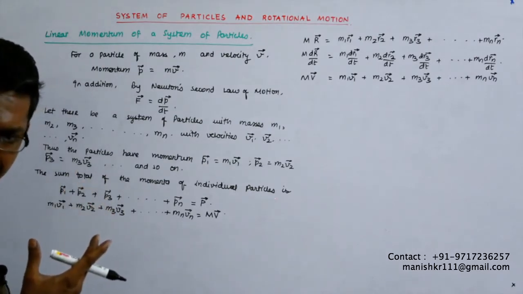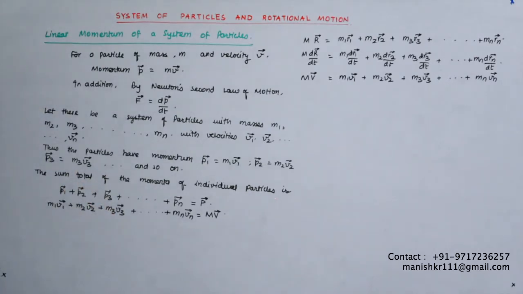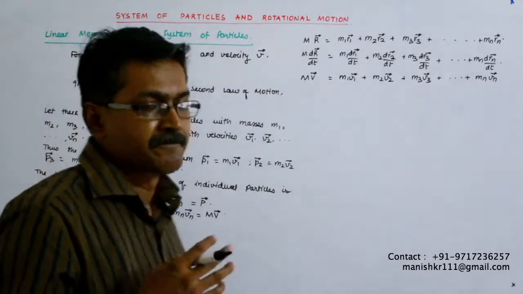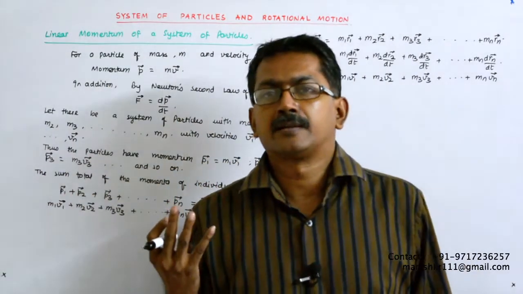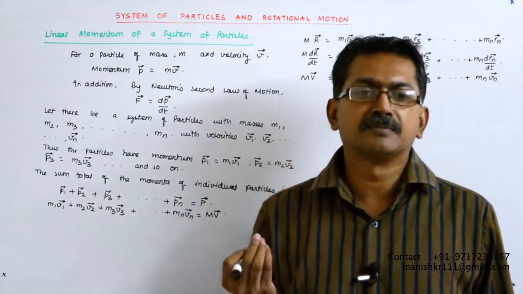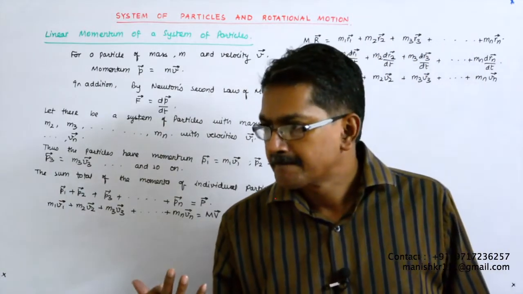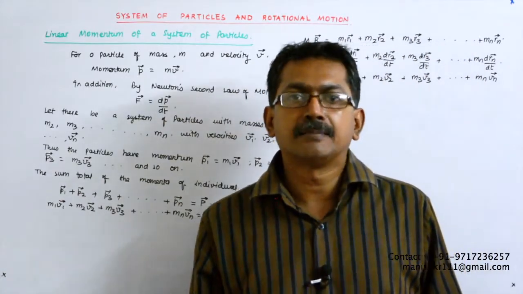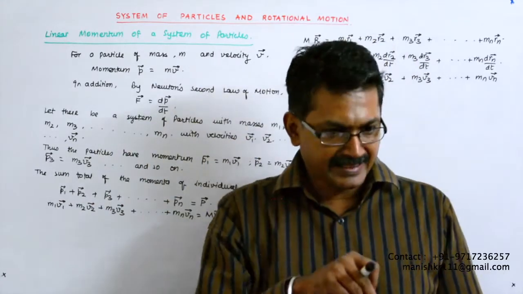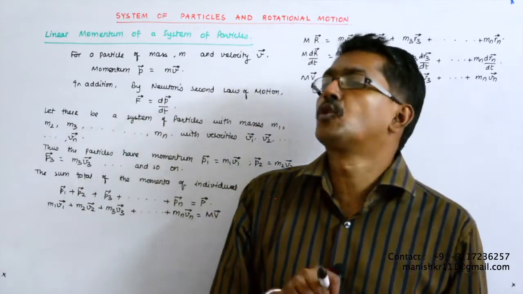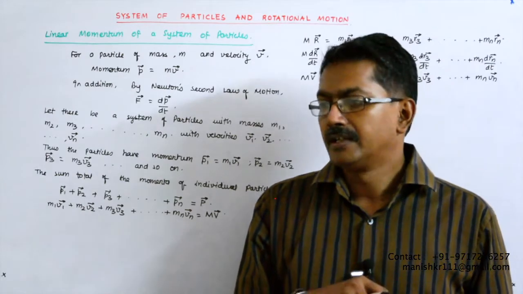The mass here is the mass of the center of mass, of the whole system. It may so happen that the center of mass simply does not have a mass, but the mass that seems to be acting at the center of mass is the sum total of all the masses of the individual particles.